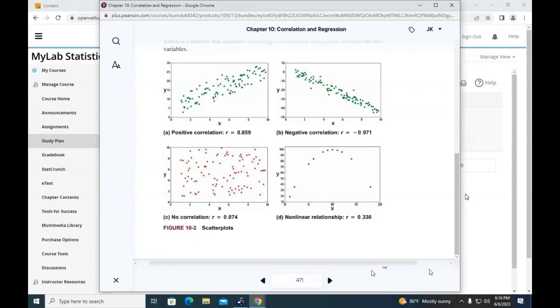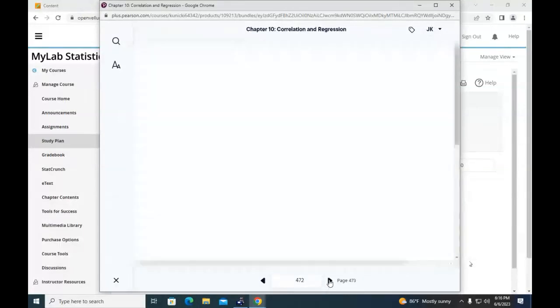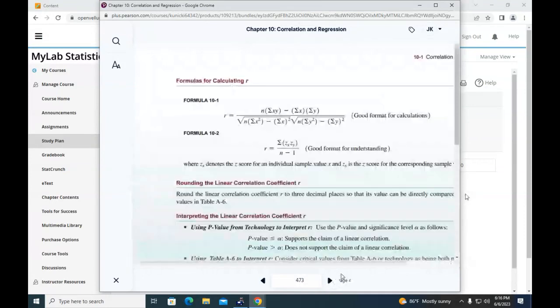So the linear correlation coefficient is a measure that you calculate. I'll show you the calculation. It's pretty intense. There it is. Are we going to have to do that? No. The calculator does everything.